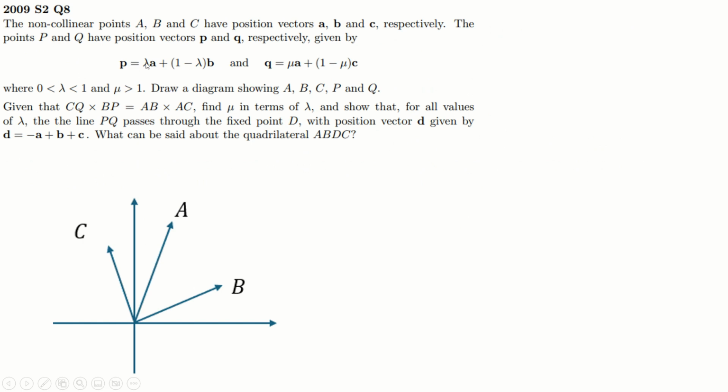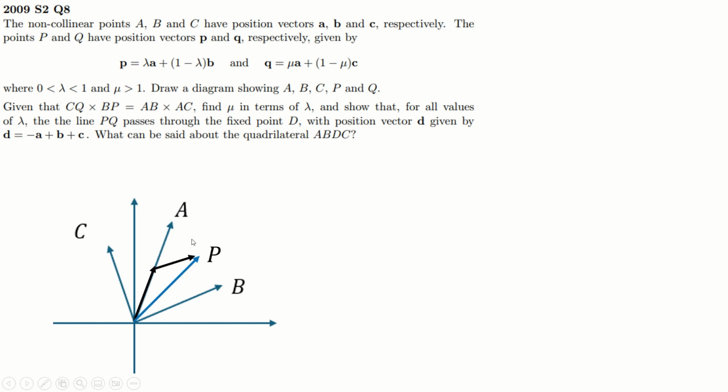So P is, and lambda is between 0 and 1. So this is some small amount of A, so maybe like this far of A, plus, and then 1 minus lambda is also between 0 and 1 if you do the maths. So plus some small amount of B. B goes in this direction, so parallel to that, some small amount of this in this direction, maybe takes us to roughly here, and we end up with P.